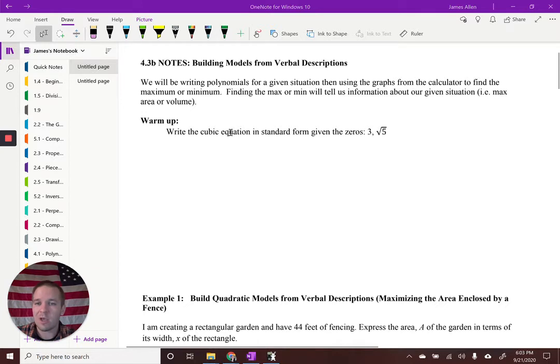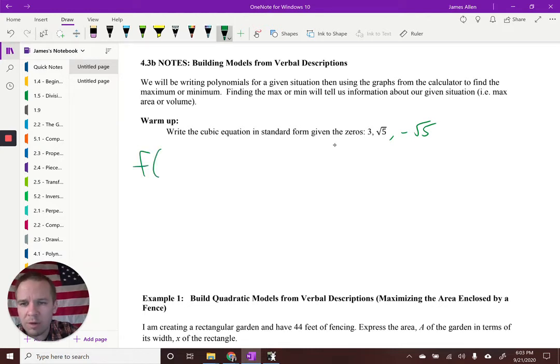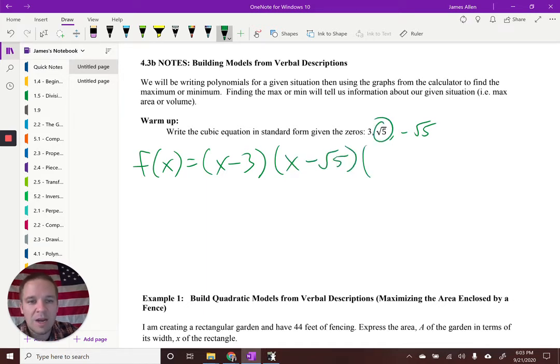So the first one here is write the cubic equation in standard form given these zeros, 3 and root 5. So if we have root 5, we should also have negative root 5. Don't forget that, right? So I'm going to have my cubic equation here. I'll call it f of x equals x minus 3. Then we'd have x minus root 5, and then x plus root 5. Wonderful. Now it says standard form. This is factored form, so I got to go a little further.